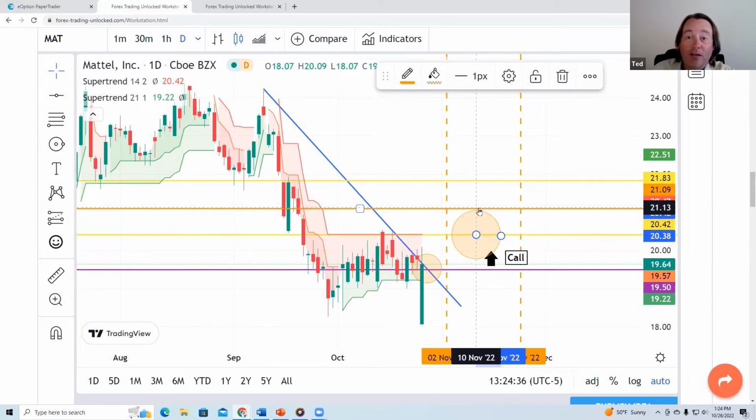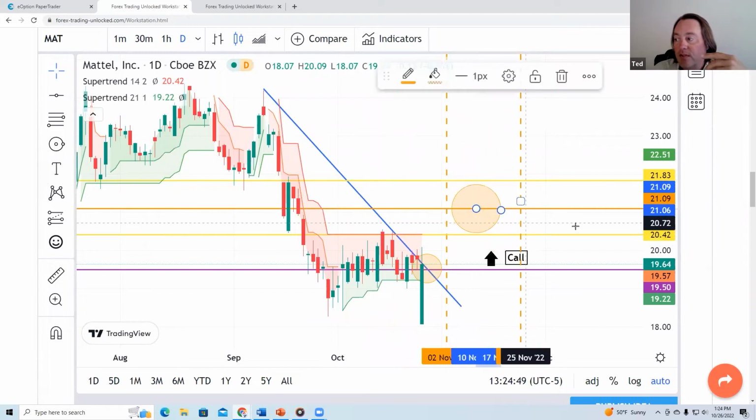If it gets above here, well, then it takes out this high, which is very bullish. That would also trigger this other indicator. So that would be a bullish thing. Not that these indicators are always correct or anything, but that would be a bullish sign. And then that would lift it up towards here. Now, what happens if it gets to 121.06?